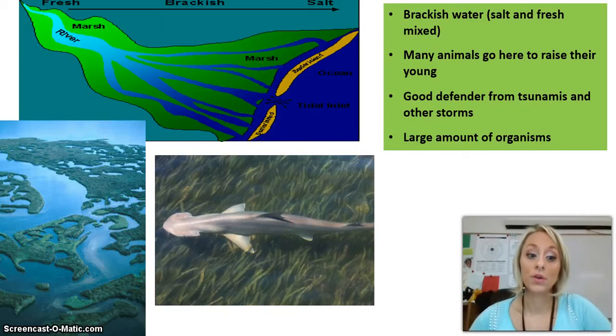Estuaries are also important for us because they are good defenders from tsunamis, storms, hurricanes. The water and the makeup of the estuary can stop those big waves from coming towards where homes and people are. So estuaries are very important to us as well. And last but not least, we will watch a quick video on estuaries.